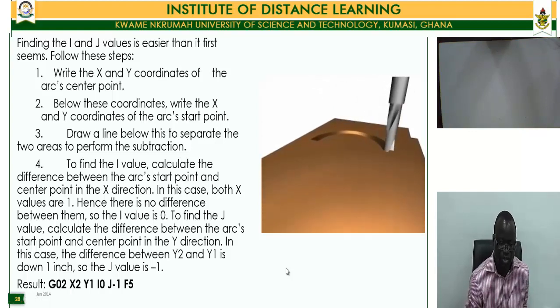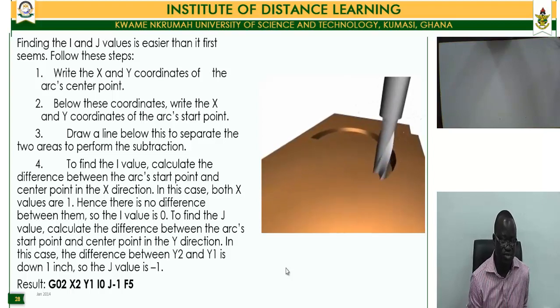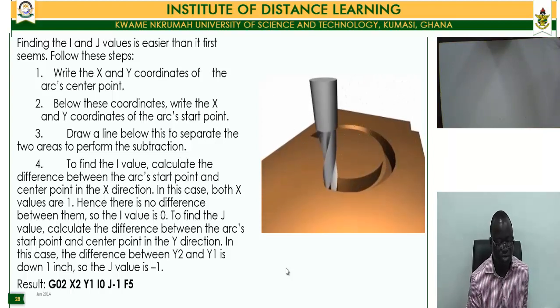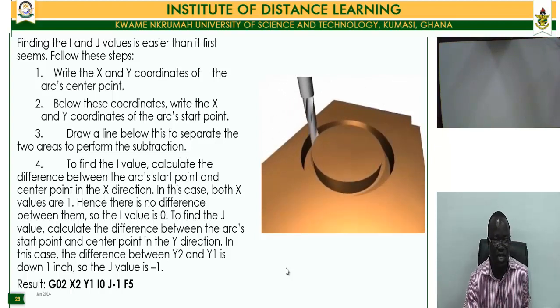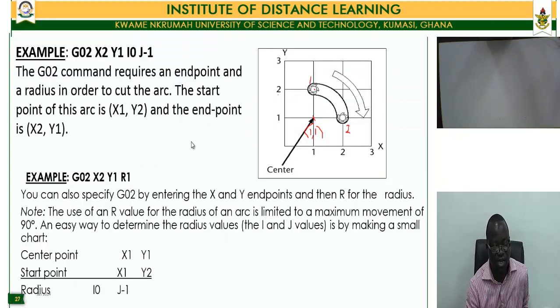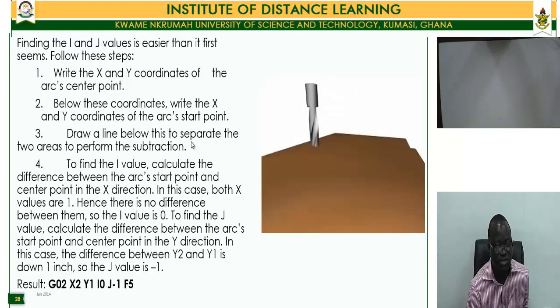Just as I was explaining, how to work out the center or the radius, which is the IJK, the steps are here to find the I and J values. It's easier than you probably may think. The first step is you write the X and Y coordinates of the arc's center point down first. Then below these coordinates, you write the X and Y of the arc start position, the start point. Then you draw a line below to separate this.